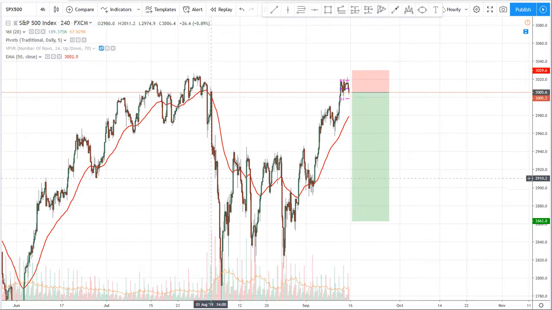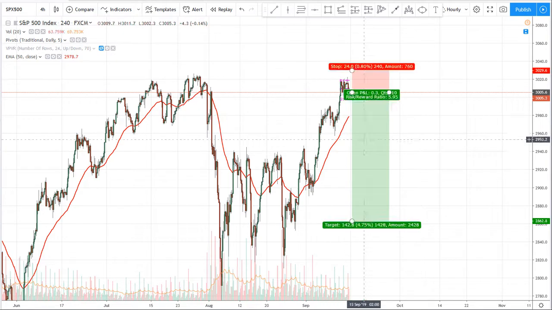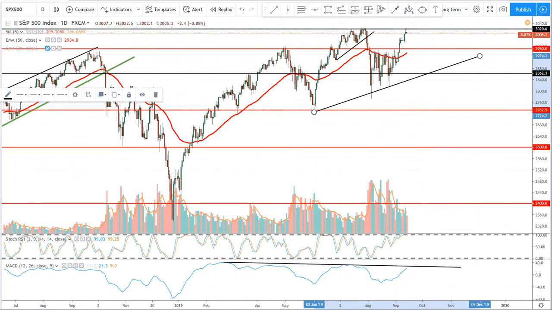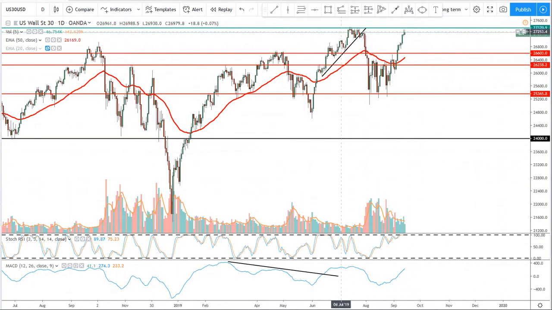The 4-hour 50 MA, although it does get respected, then chops around and breaks down afterwards. So for me, just take the short-term trade to start with. That's what I really like about that. If it does creep up a bit more, you've got the US 30 as well, very similar to that. So if it does creep up a little bit more, it does give you some incentive to maybe short this market as well.